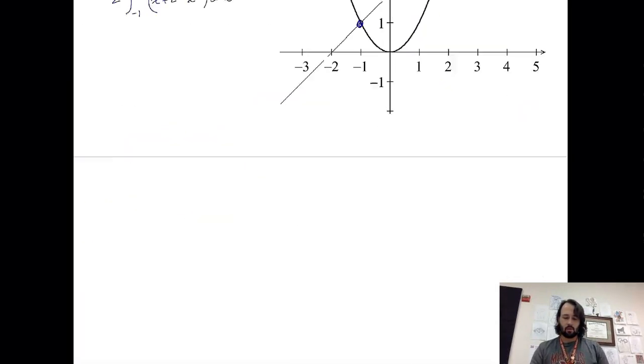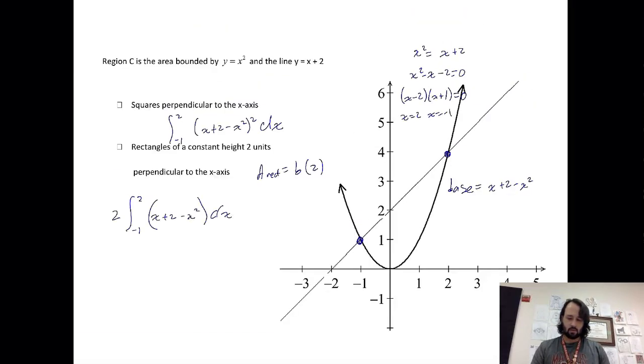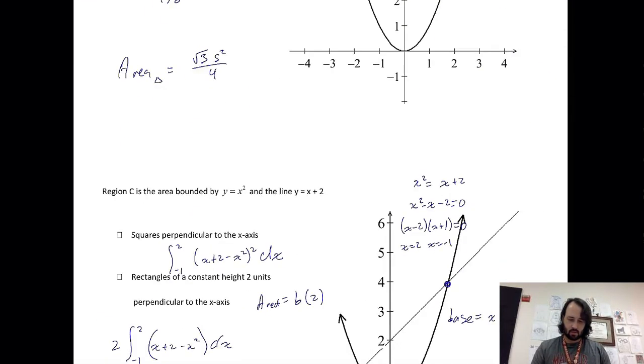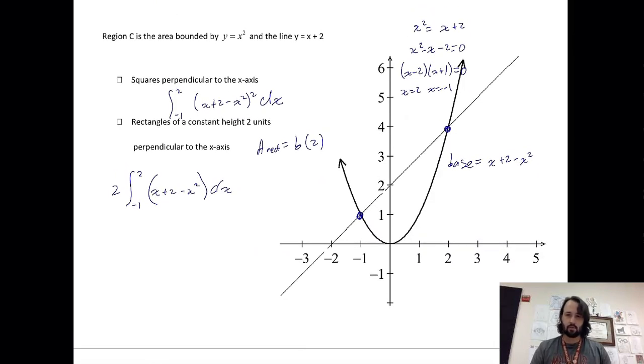Okay. Do we have an area D? We do not. That is it. Well, we did 4 of them though, right? A, B, C, C. Oh, well, we did C twice. Okay, so that's the volume of cross sections.